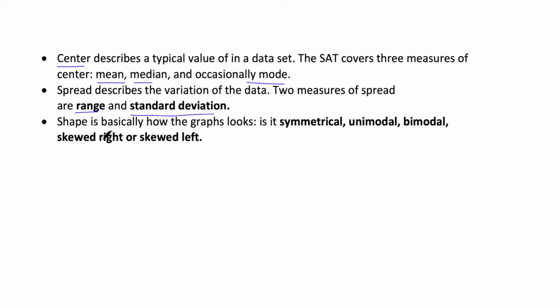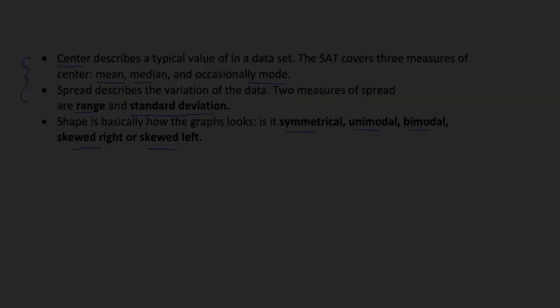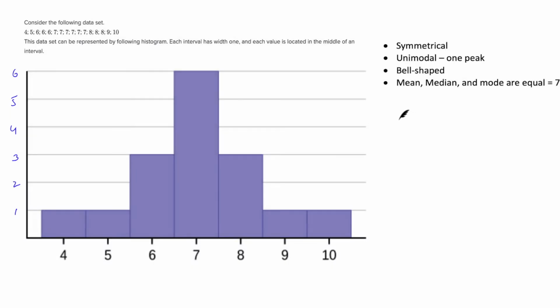And when we talk about the shape, we are basically talking about whether the graph is symmetrical, is it unimodal, is it bimodal, skewed right or skewed left. I have talked about these measures of central tendency in detail in my earlier videos. I want to look at the shape of the graphs in this video. Let's have a look. This is the first graph that you should be aware of, and it looks like this.